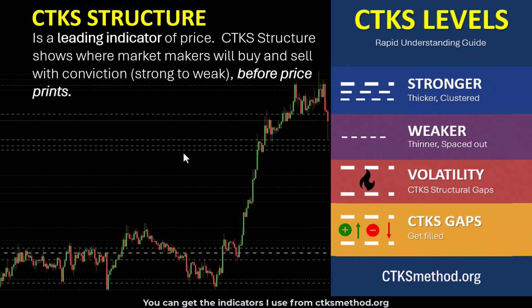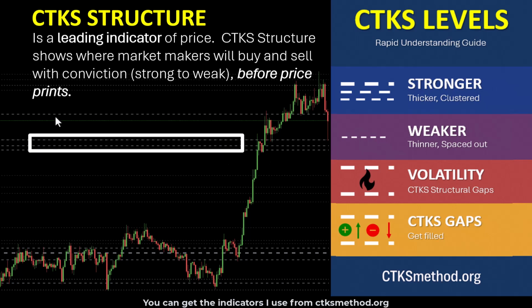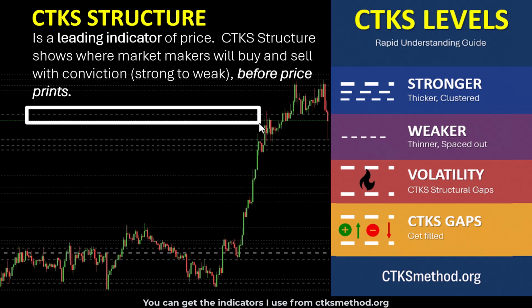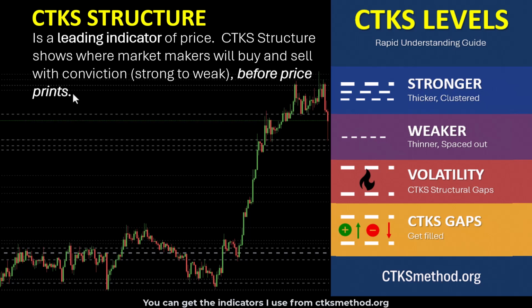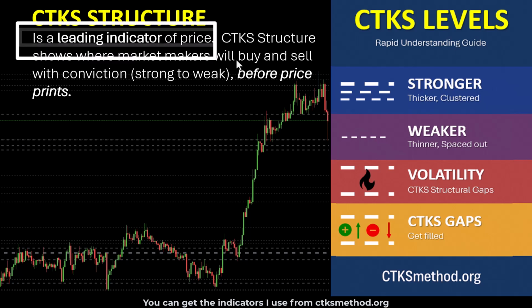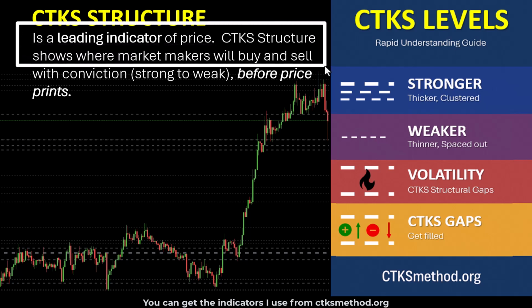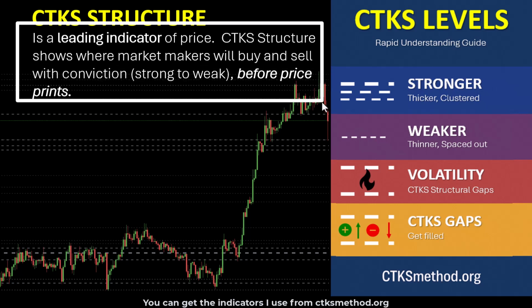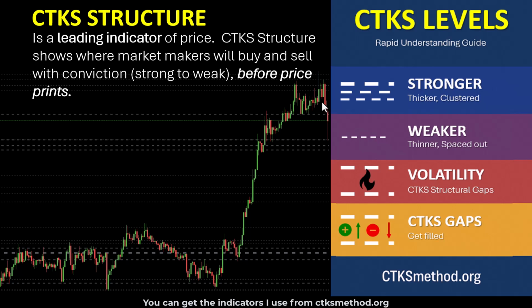The fastest way into learning and therefore earning is to know where the structure is inside your price chart. Now, what is CTKS structure really? It's a leading indicator of price. CTKS structure shows you where the market makers, the liquidity providers, will buy and sell with conviction. That conviction can be strong or that conviction can be weak. And this is all done before price prints.